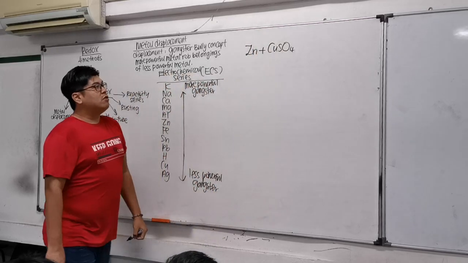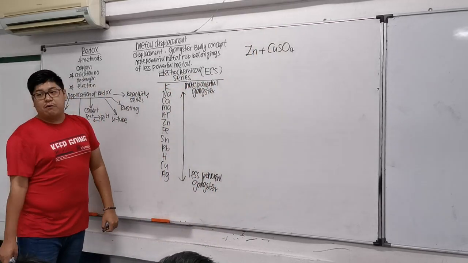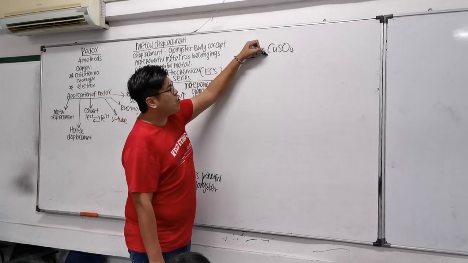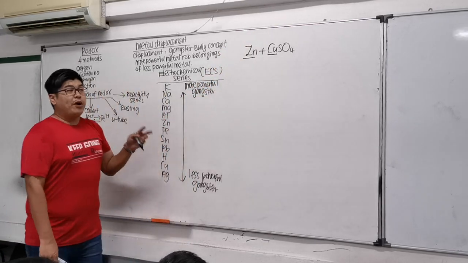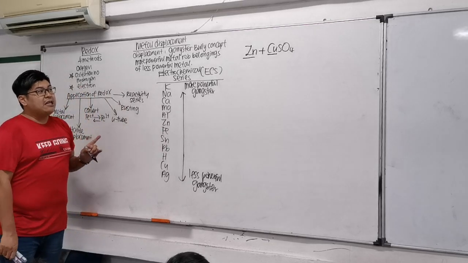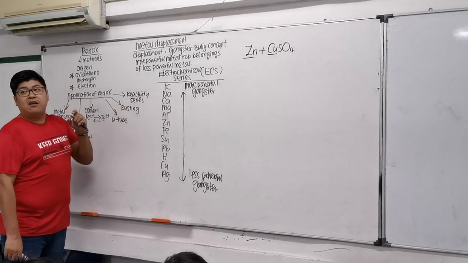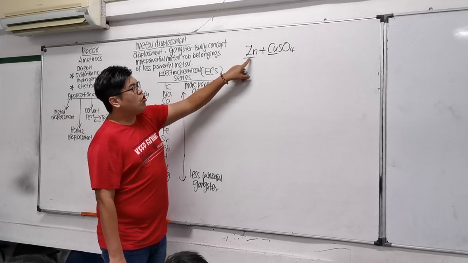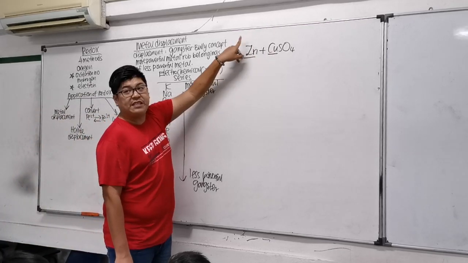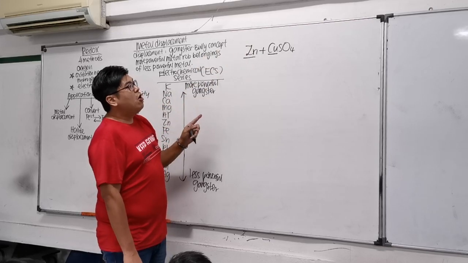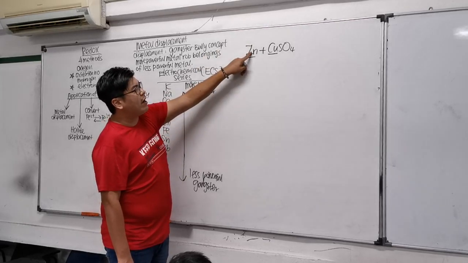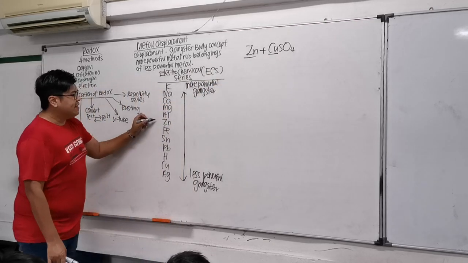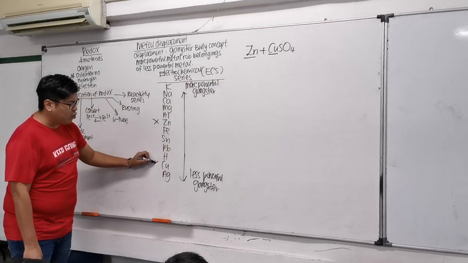Now, how do you know this is metal displacement? You see zinc, which is a metal, and copper, which is another metal. When 2 metals come together, you know that this is metal displacement. I repeat, when you see a metal go with another metal, this is the metal displacement concept. How do you know whether zinc can or cannot rob the sulfate from the copper? Look at the ECS. Zinc is over here, copper is over here.